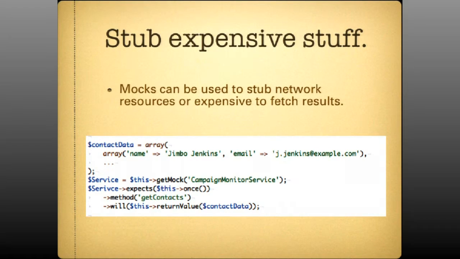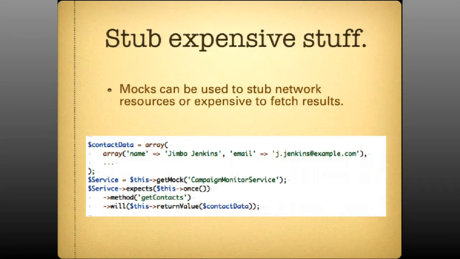So I have some contact data that I'm going to pass to Campaign Monitor. I'm going to grab a mock Campaign Monitor service. I'm expecting that one time the get contacts method will be called, and it will return this contact data. This is one of those instances where you're putting a mock inside of another object, and you're using dependency injection to basically put this in, and this service object will then return the value that you told it.